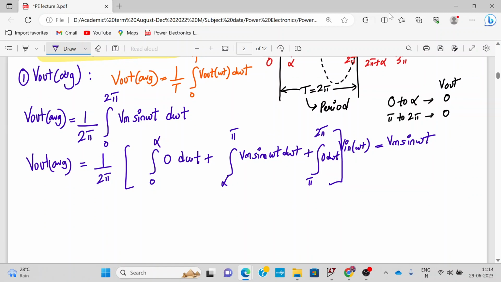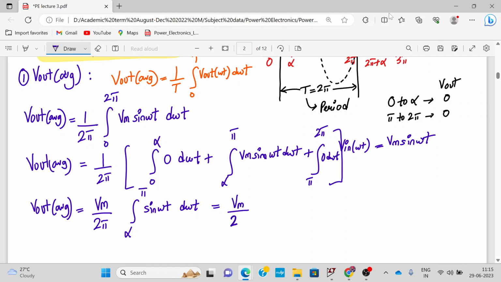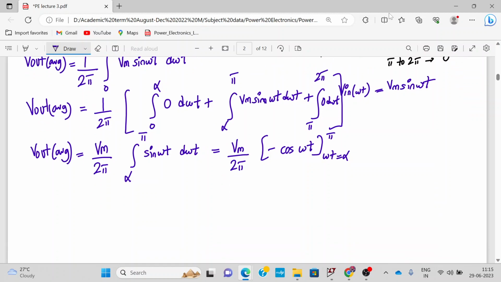Alright. So in summary, we have to integrate between alpha to pi. So V out average will be given by, we can take Vm out because it's a constant, Vm upon 2 pi integral alpha to pi sin omega t d omega t. Now the integral of sin omega t is minus cos omega t. So we can write Vm upon 2 pi, minus cos omega t, where omega t is going from alpha to pi.